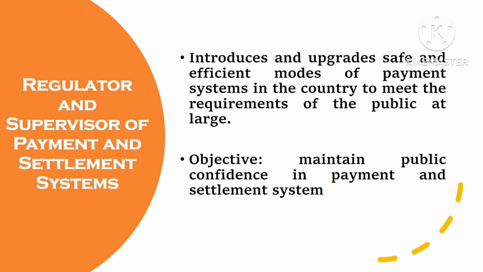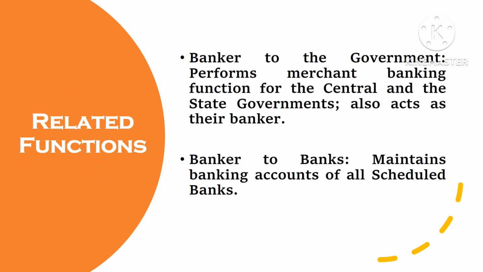The initiatives taken by RBI focused on technology-based solutions for improvement in payment and settlement system infrastructure include NEFT, RTGS, point of sale terminals, online transactions using credit, debit and prepaid cards issued by card payment networks, then cheque truncation system. Next function is related functions, which include banker to the government and banker to banks.